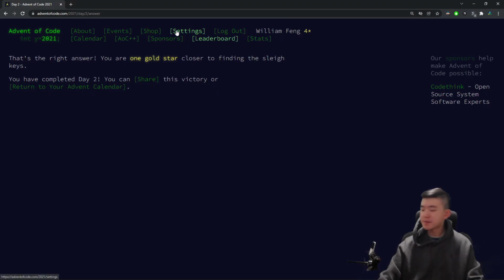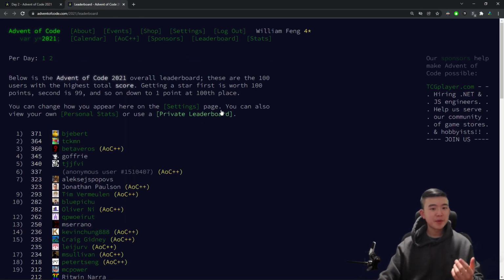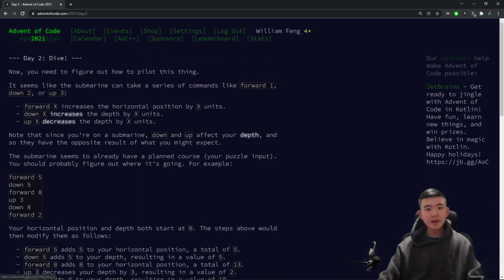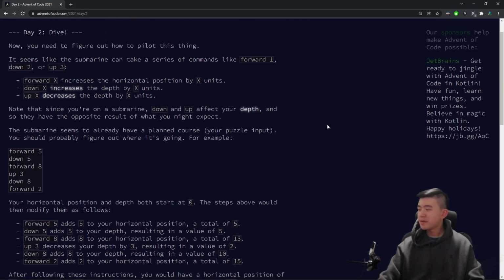The reason I didn't explain it initially was because I was trying to get on the leaderboard, but obviously that's not likely, so let's just go through the puzzle for day two. Should I read it all? I'll read it all. You need to figure out how to pilot this thing.